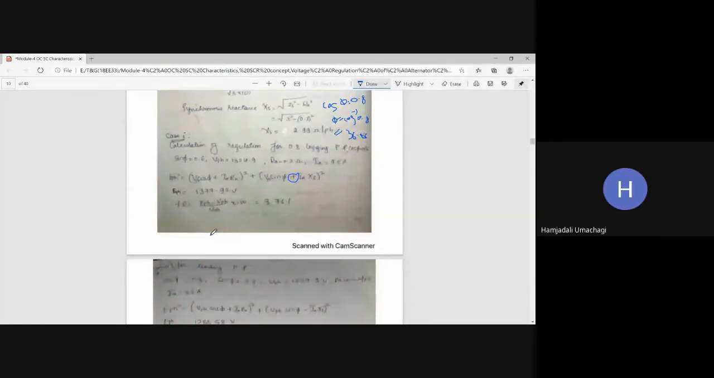Okay, here it is: 1377.92. So the answer is right. So EPH is equal to 1377.92. More or less, you will be getting some change in the decimal point, a small error.